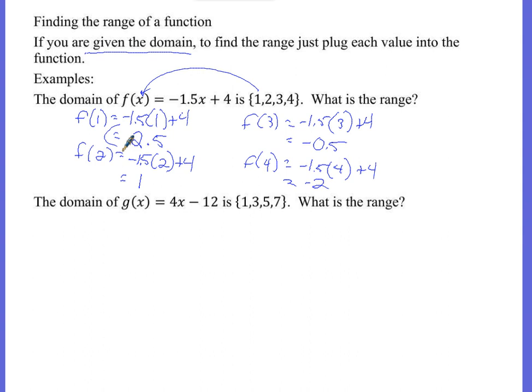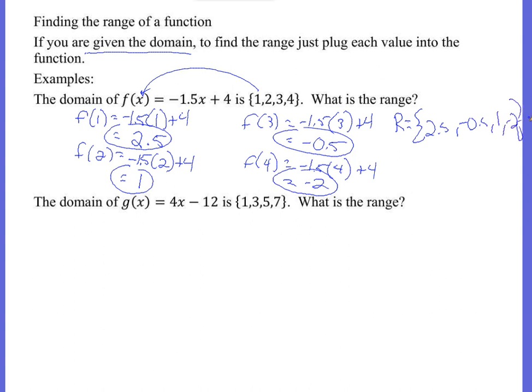Okay, so we have these answers here. F of 1 is 2.5. F of 2 is 1. F of 3 is negative 0.5. F of 4 is negative 2. It says, what is the range? Well, then you're going to say R equals squiggly bracket, and then just write your answers down. 2.5, negative 0.5, 1, negative 2. And I wrote that in a different order than what I found them in, but that's fine. It doesn't matter.